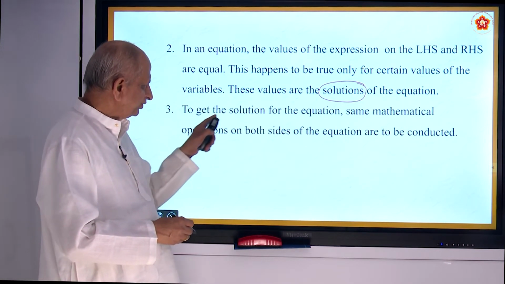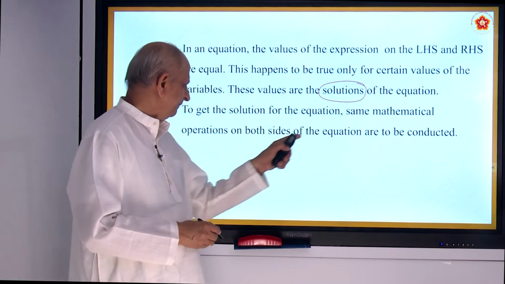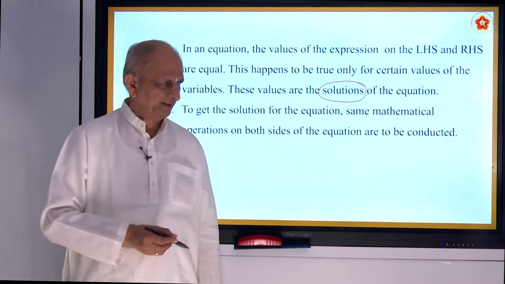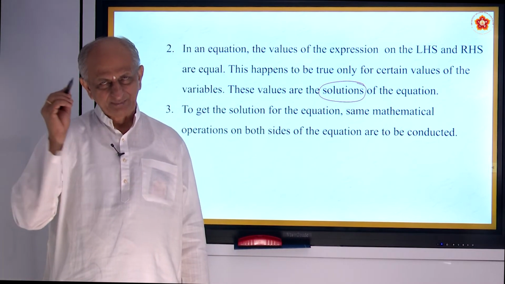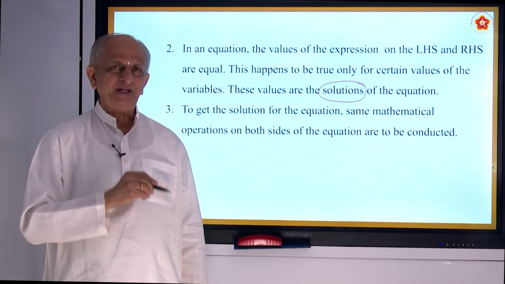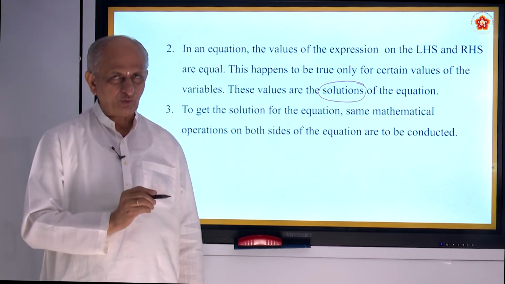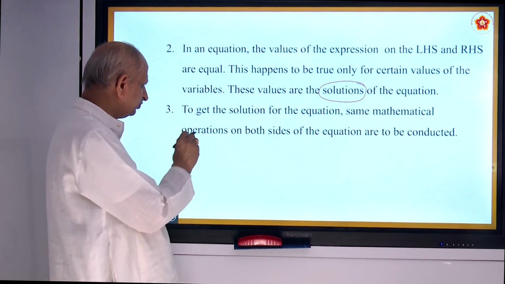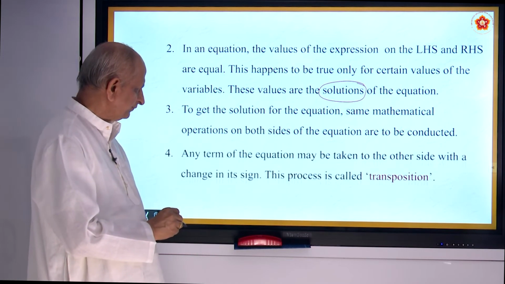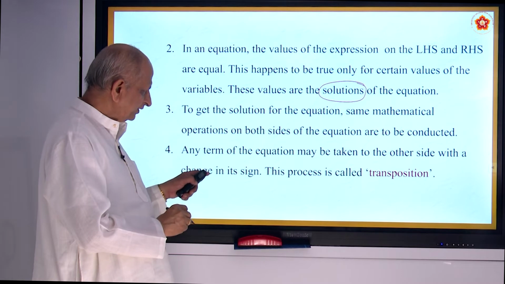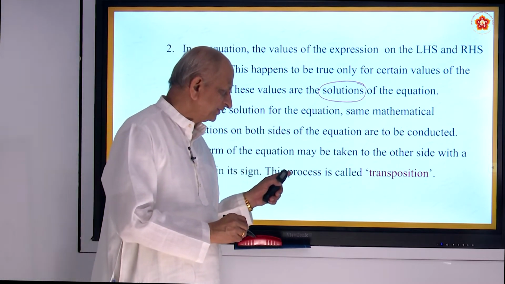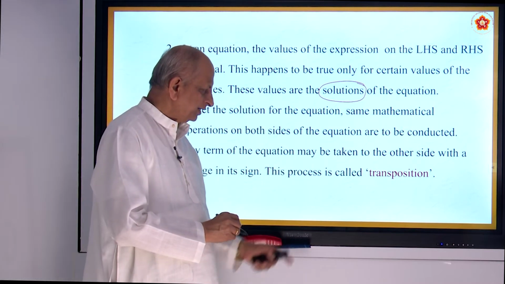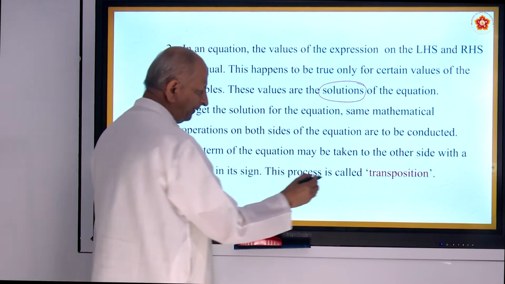To get the solution for the equation, the same mathematical operations on both sides of the equation are to be conducted. Means, suppose you are adding something to the left hand side, the same thing is to be added to the right hand side also. Are you following? So, the same operation should be done. That is the rule of this. Also, any term of the equation may be taken to the other side with a change in its sign. This process is called transposition. Very, very important.